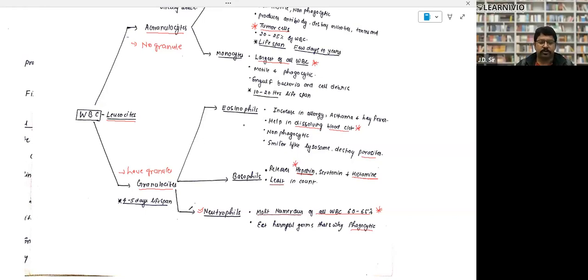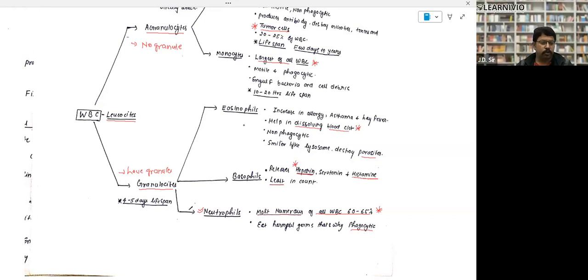Now come to the basophils. They release heparin, serotonin, and histamine. Heparin and serotonin are hormones, and histamine is a type of protein which generates the allergy.